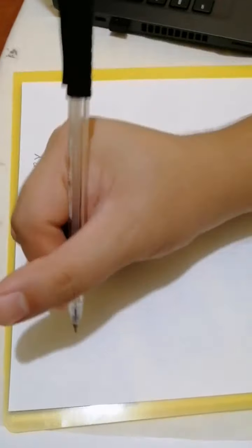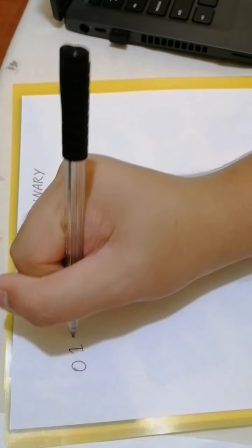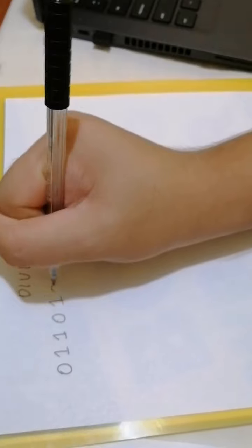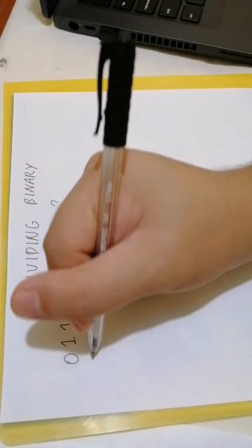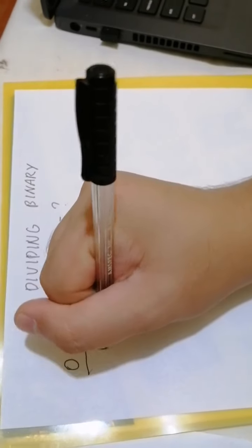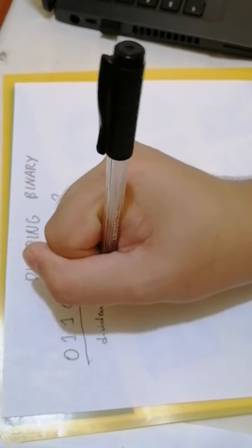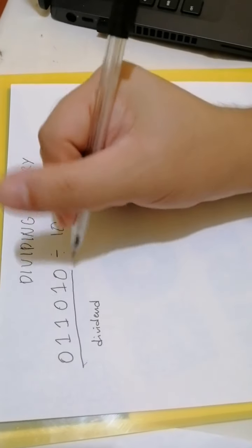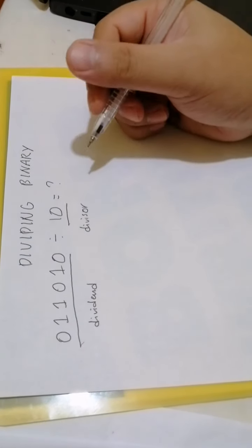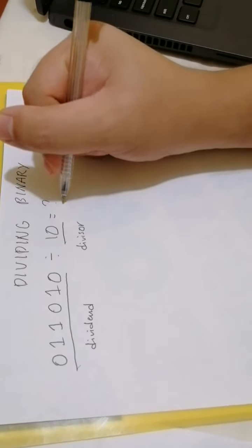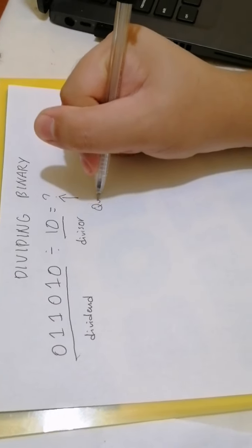So, how can we divide these two binary numbers? What is 011010 divided by 10? So, how can we get the answer? The first number on the left is the dividend, and we're dividing it by the divisor. And this will give us the answer, also known as the quotient.